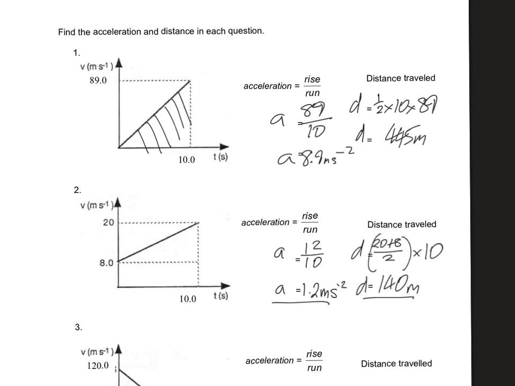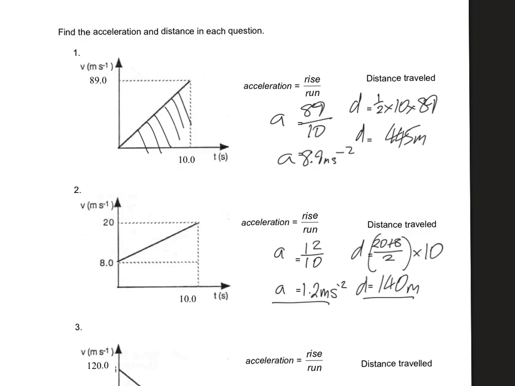Okay, then for number two, to find the acceleration, we need to find the gradient of this line. So it's the rise over run. In this case, we're going from 8 up to 20. That's a rise of 12. So there it is, 12 divided by the run, which was 10 seconds. And that gives us an acceleration of 1.2 meters per second squared.